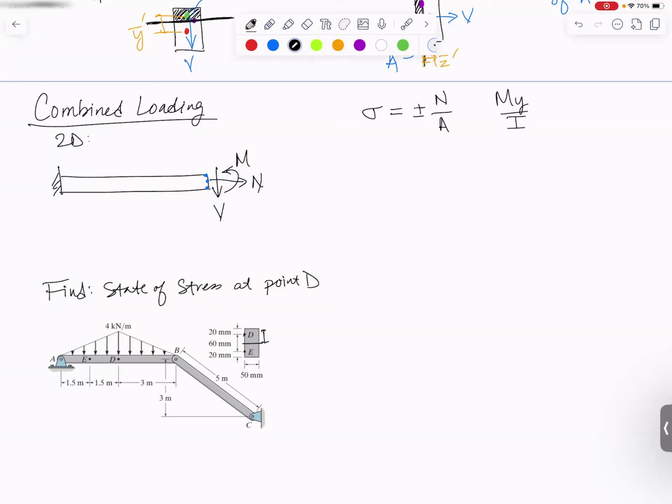And I put plus or minuses on here because then we go look at the picture to figure out at the location we're interested in, will they be added together or subtracted, and will the result be positive or negative? And for shear, we simply need to use a single VQ over IT equation to find the shear. It'll be in the same direction as our drawn shear force. And then what we'll do is draw on a little representative volume element the result.